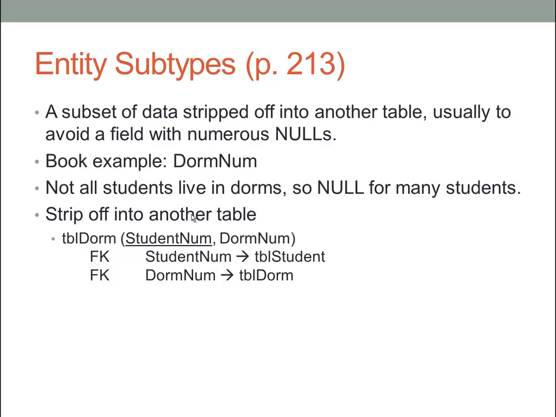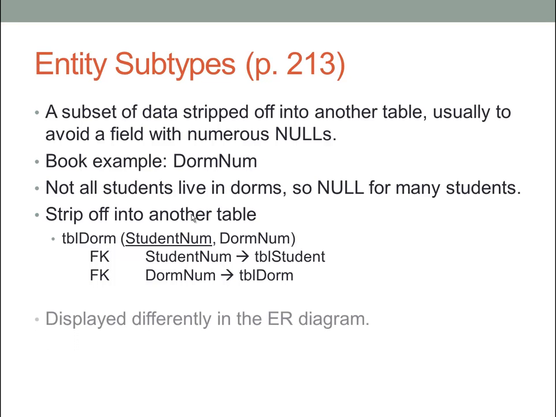A foreign key, so that student number is functionally dependent on student and dorm number is functionally dependent on dorm, but my primary key is only the student number because a student couldn't be renting more than one dorm room. I wouldn't be allowing that. So the student number, student 6, is in dorm room 8.